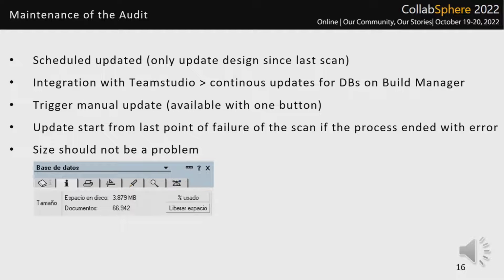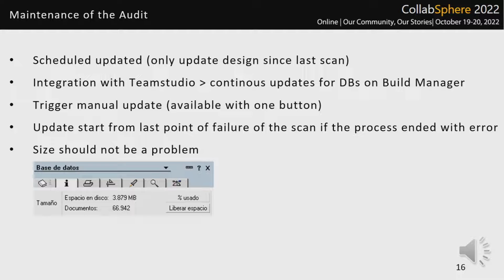One word about the maintenance. This database has an agent which is scheduled, so you update the audit only if the design changed since the last scan. The automation for pushing the code to production and pre-production can trigger an update in this database as well. You've got the option to make a manual update, and if the scan of the audit crashes with an error, the next run starts from the last point of failure, so the audit is more complete.